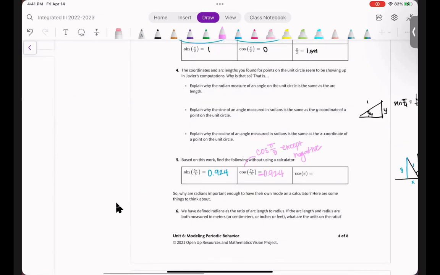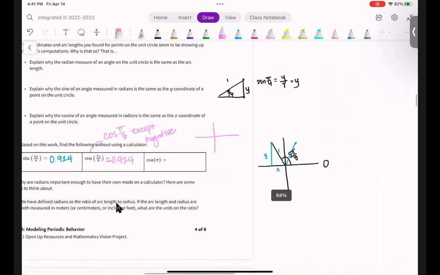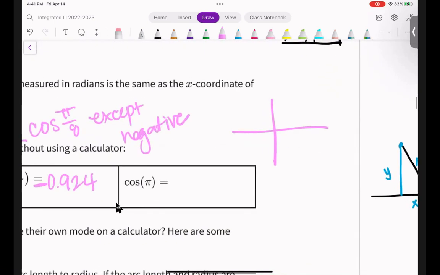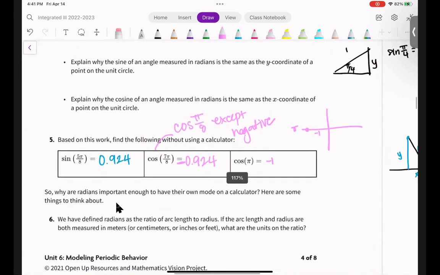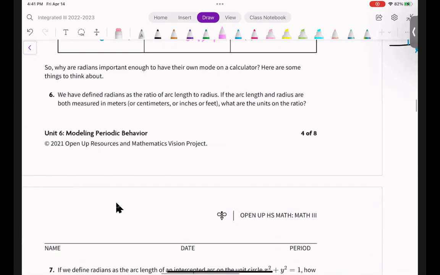And then if you want to think about cosine of pi, I'll just draw a quick picture here. So pi would have been this guy here. So they're asking for the x coordinate right there. And because my circle has a radius of 1, it would just be -1. So this is just -1. Okay. Let's continue. So again, if this doesn't make sense, go back to your original picture and notice all of your symmetry between those. So why are radians important enough to have their own mode on a calculator?